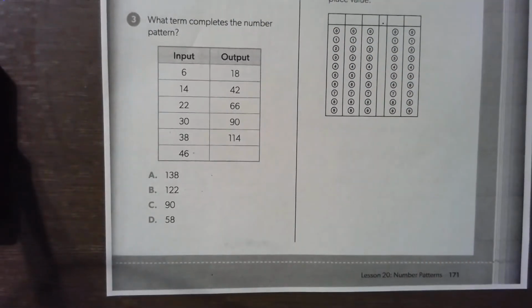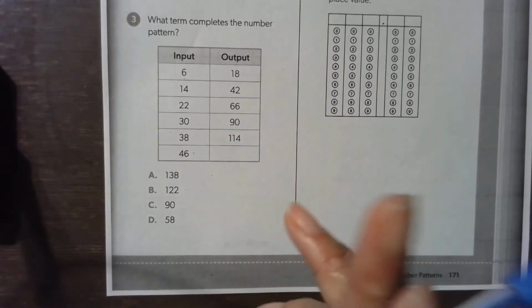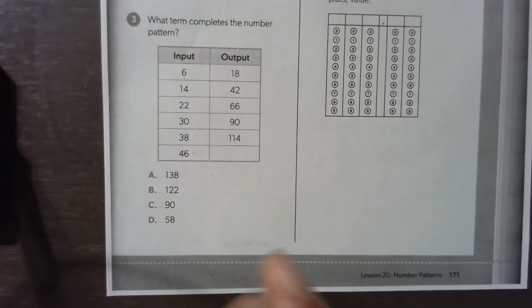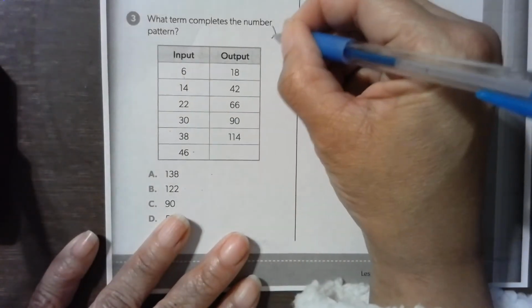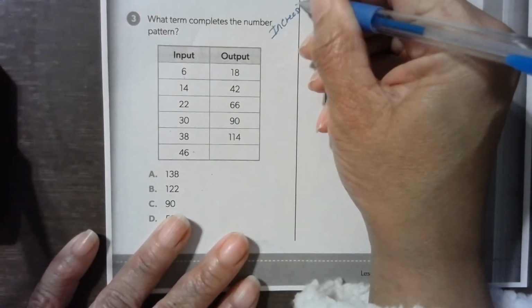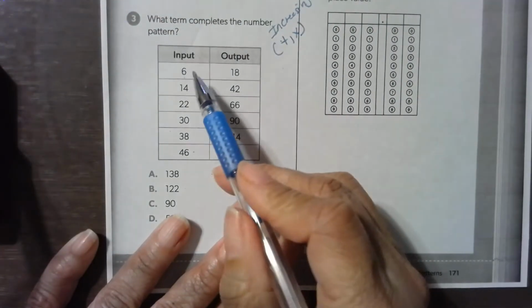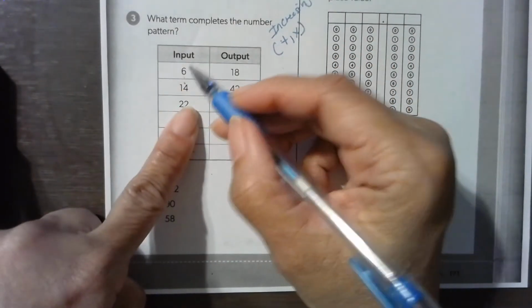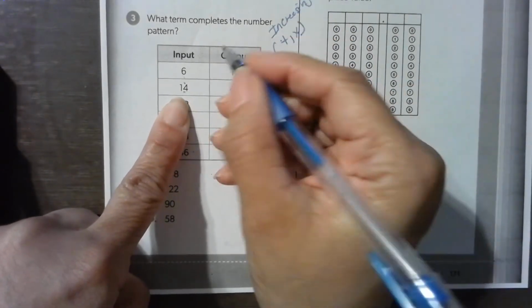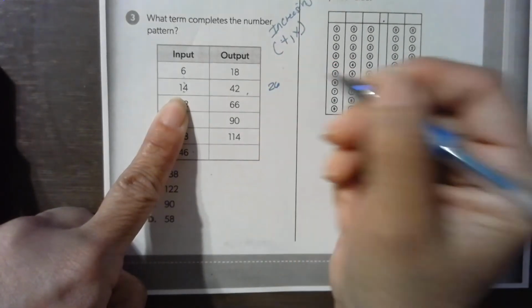All right, number 3 says, what term completes the number pattern? If we have 6 and then we get 18, how do we get from 6 to 18? It's increasing. So we know it's either addition or multiplication. So 6 to 18, we could add 12. If we do 14 plus 12, we would get 26, and that's not 42, so it's not addition.